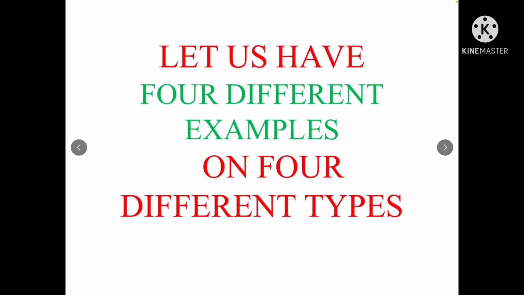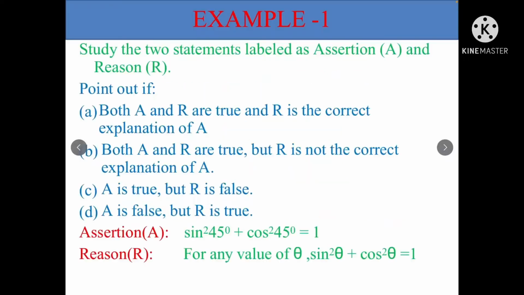Let us have four different examples and four different types. What we saw in the alternatives, there are four different types. Both A and R are correct, and R is the correct explanation of A. The second alternative is both A and R are correct, but R is not the correct reason for A. The third one is A is true but R is false, and the fourth one is A is false but R is true.